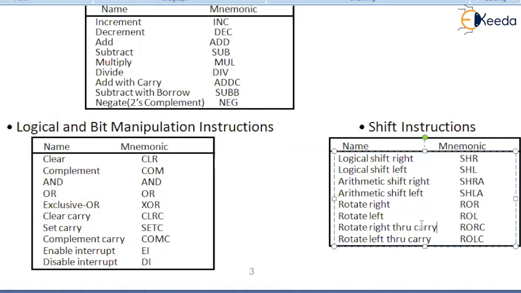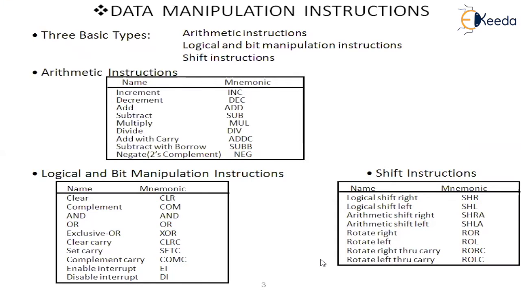What is this carry? This shift will happen via carry. Carry is the next digit next to the MSB, that is the extended accumulator. All will get rotated through the carry. All these shifts we discussed and explained in the previous slide. So these are the various shift instructions.